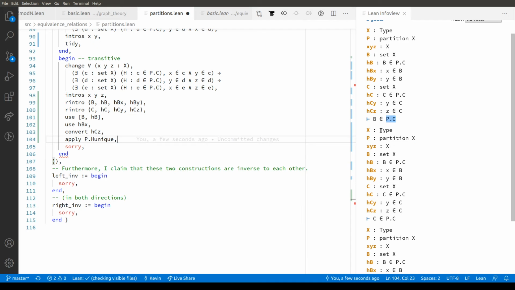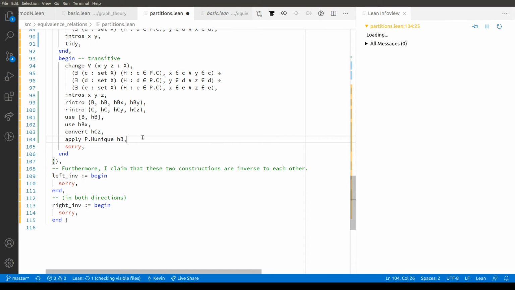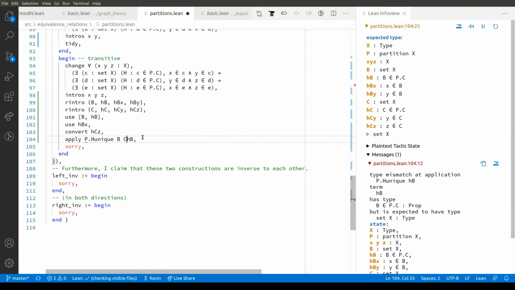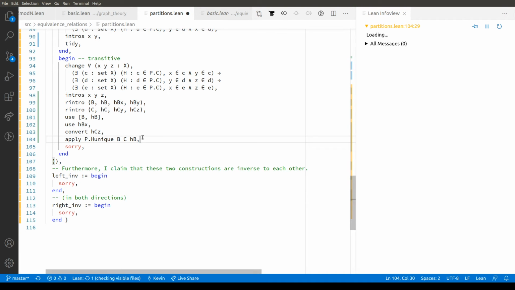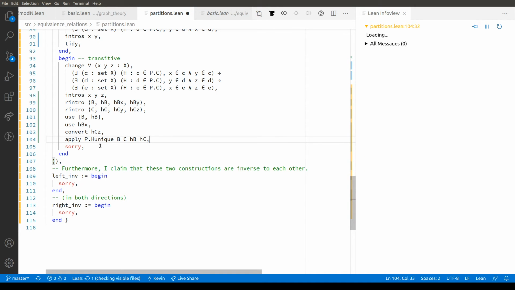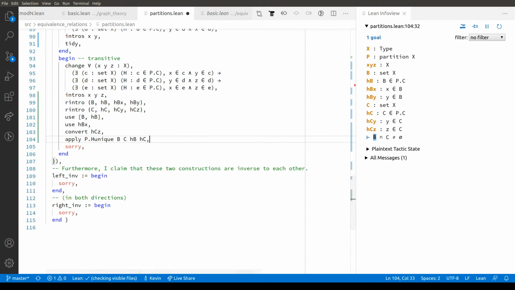So now we have to do several things. First of all, we need to prove that B is a block. We have a proof of that already, actually. So we could do HB here, probably. Does Lean like that? Lean does not like that because I'm going to put B and C here. Right, we're going to use this uniqueness thing on B, C, and this is going to be HC here. So if we use this uniqueness axiom, then what do we need to prove? We need to prove that B intersect C is not equal to the empty set.